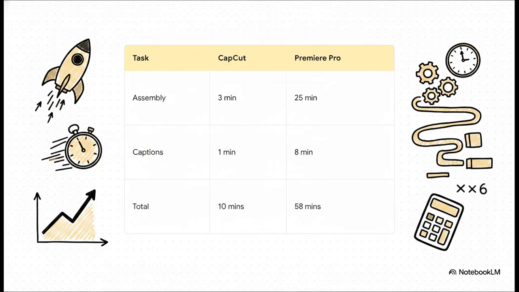Let's say you want to produce a standard 60-second social media reel. Well, CapCut's AI assembly takes just 3 minutes, and auto captions take 1 minute. Your total time from start to finish, about 10 minutes.